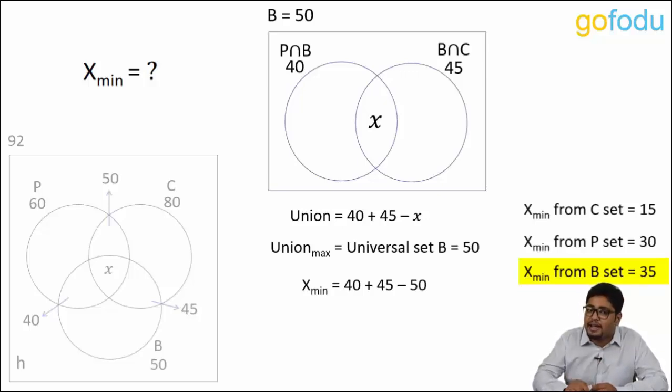If you try to put x equal to 15, 30 and 35 in the set biology, you will figure out that only x equal to 35 will satisfy the given condition. X minimum will come out to be the maximum of the three obtained values.